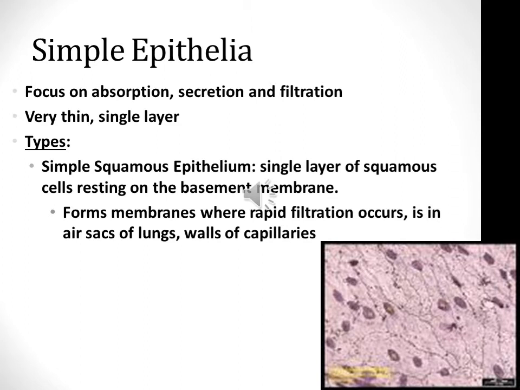You can clearly see that nucleus. And here they're going to form membranes where rapid filtration occurs. So the air sacs of the lungs and the walls of the capillaries, you may find your simple squamous here. So, thinking about the lab test, thinking about this shape: it's an irregular shape. They're closely packed together, and you can see the nucleus. And you'll see as we move on, there's not a definite exact shape to this particular type of epithelia.